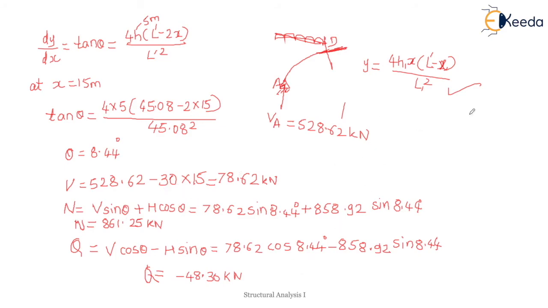So finally, when you plot it like this, this is your normal thrust, your N value which you got as 861.25, and then the radial shear. The radial shear we got as minus 48, which means actually it will go in this direction, so that is 48.30 kilonewton, and this is 861.25 kilonewton. So students, hope you understood this problem.